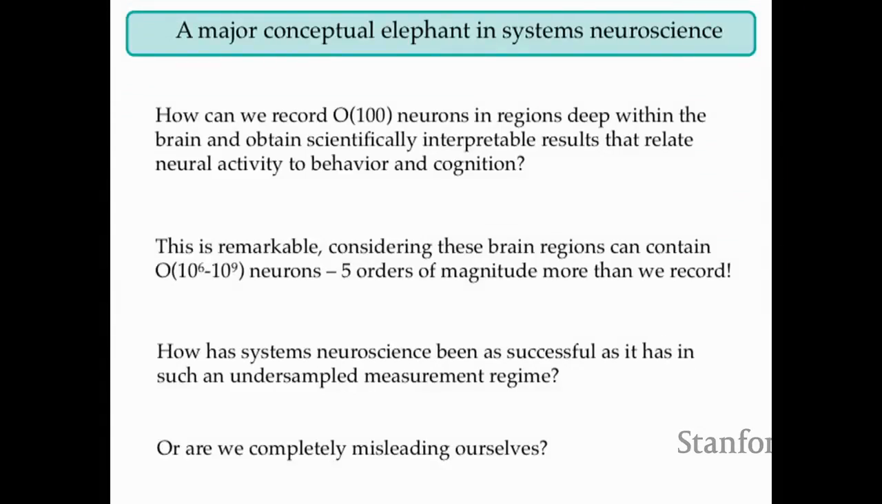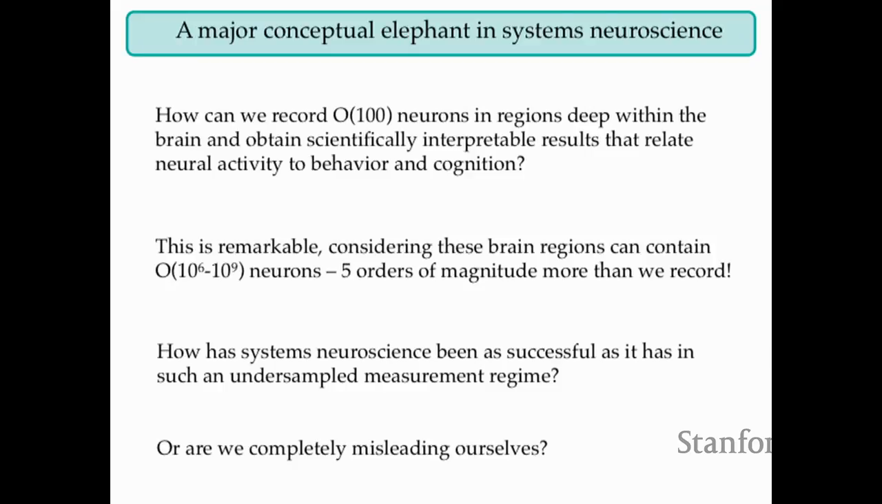Yeah, so we do want to address exactly the question that was raised. One way to think about it is that there's a major conceptual elephant in all of systems neuroscience, which is the following. How is it that we can record, say, 100 to 1,000 neurons in regions deep within the brain, far from the sensory motor periphery, and actually obtain scientifically interpretable results that relate neural activity to behavior and cognition?